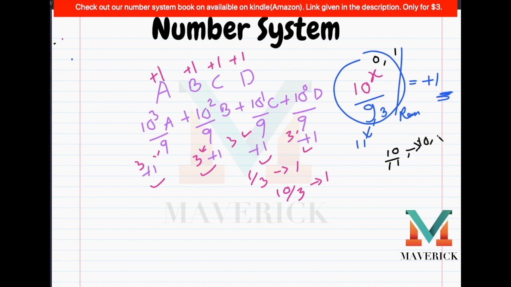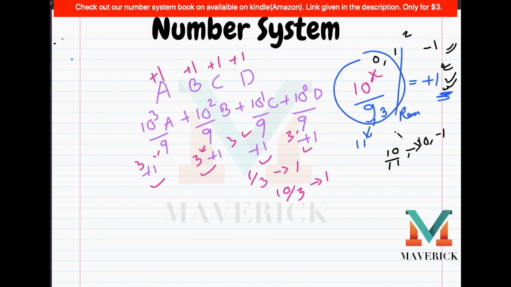10 by 11, what's the remainder? 10 or minus 1, right? So I am writing minus 1 here. Now 10 square by 11, what's the remainder? That's plus 1. 10 cube by 11 remainder will be minus 1. 10 raised to 4 is plus 1. Plus 1, minus 1, plus 1, minus 1, like that it will continue. So that's why we can make a rule based on plus 1 and minus 1.